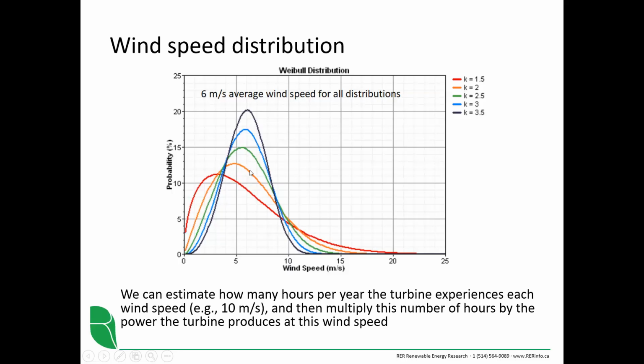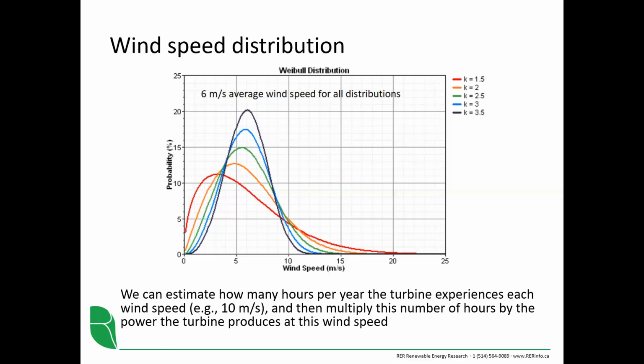It has an average wind speed of 6 meters per second, but it tends to have more low wind speeds. And then also it tends to have a fairly long tail where there's occasional high wind speeds. In contrast to that, with a higher shape factor, you have a much tighter distribution around the average. So the distribution of wind speeds kind of approximates a histogram.